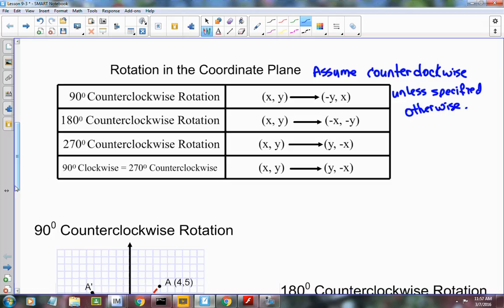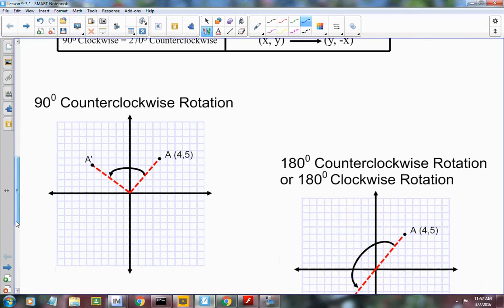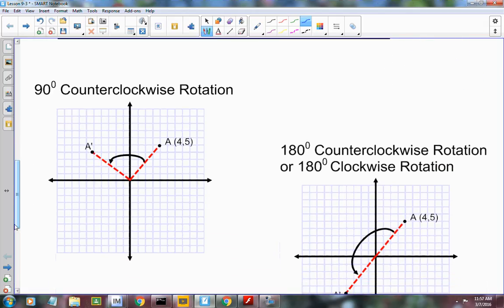So our first one is a 90 degrees counterclockwise rotation. What you do is you take your point, you change the sign of the y, and they switch places, okay? So if you look here, I'm looking at the point (4, 5). If I rotate it counterclockwise 90 degrees, then I change the sign of the y, and they switch places. So it ends up being (-5, 4).